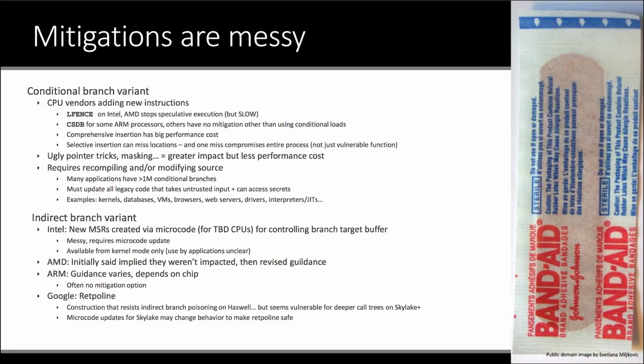And there's also another hack that Google proposed called retpoline, which works fine as far as I can tell on Haswell, but on Skylake, it predicts returns from functions and falls back to the same mechanism as indirect branches when a certain buffer is exhausted.